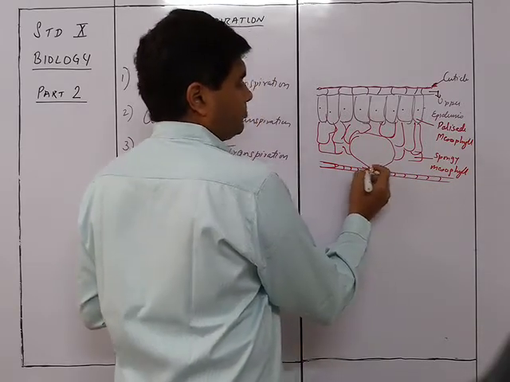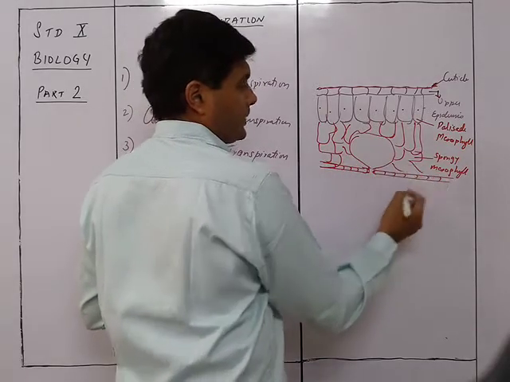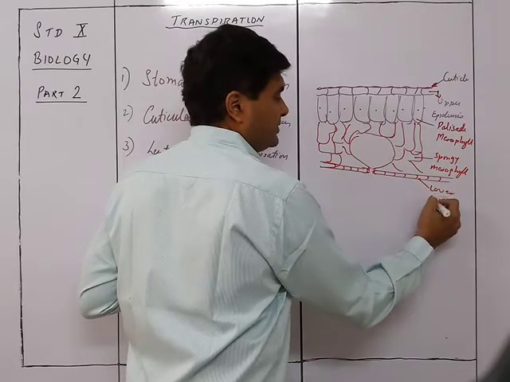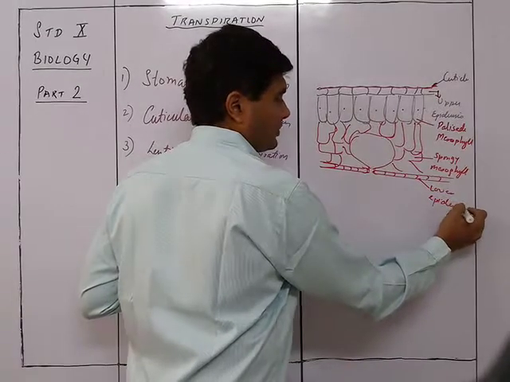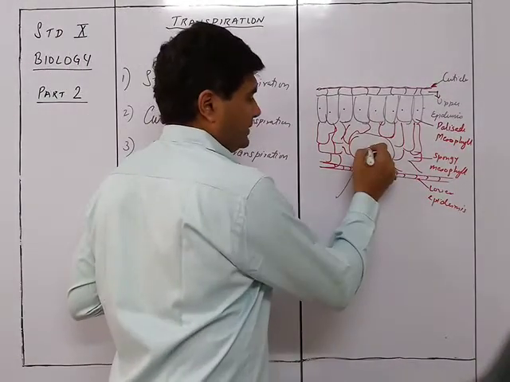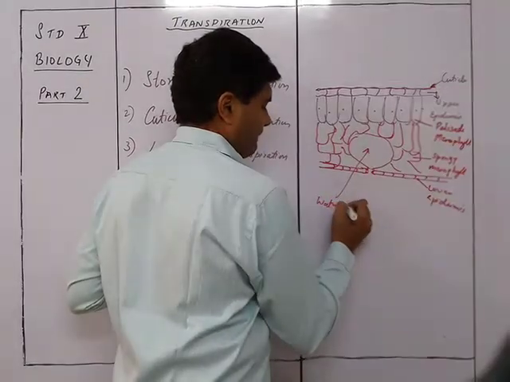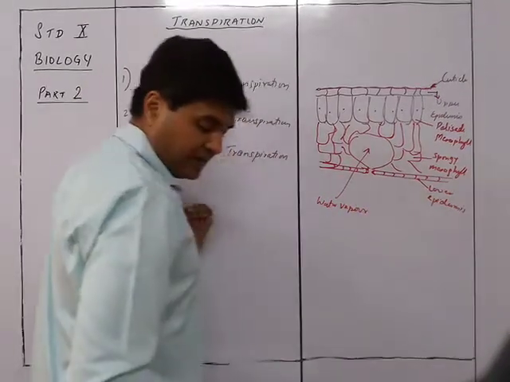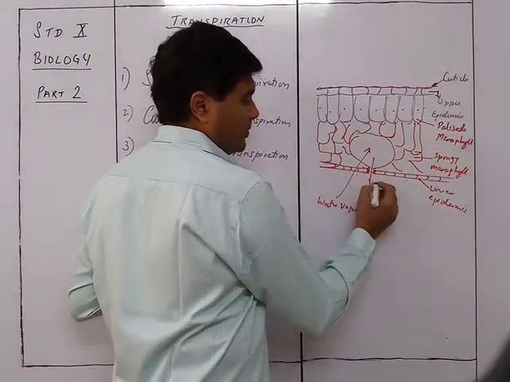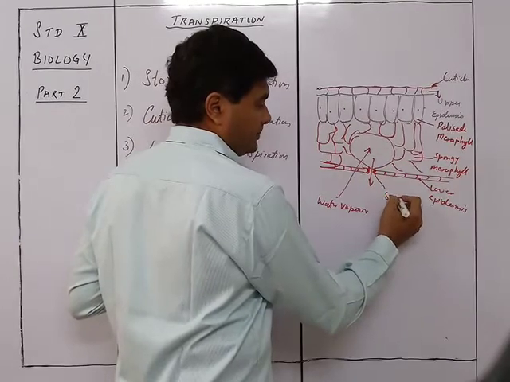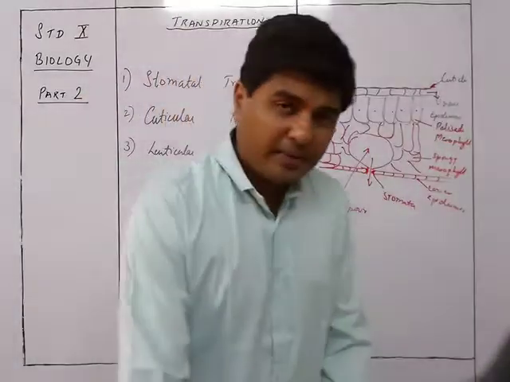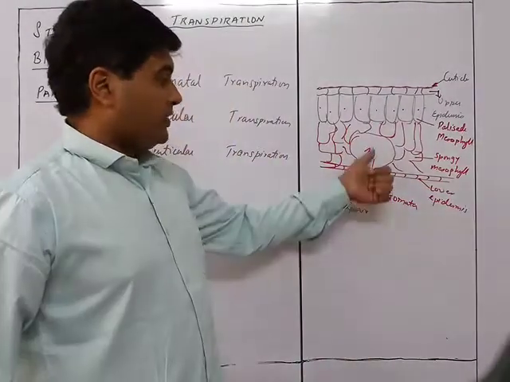So this is the lower epidermis, and over here will be the water vapor. The water vapor is trying to escape out from here, which is nothing but the stomatal opening. So this is the stomata. It is from the stomatal opening present in the lower epidermis that the water vapor is going to escape out.